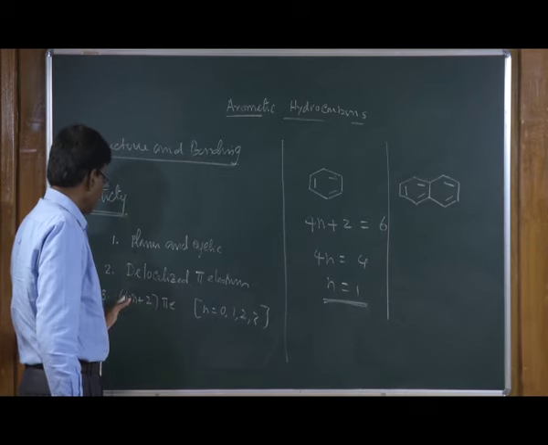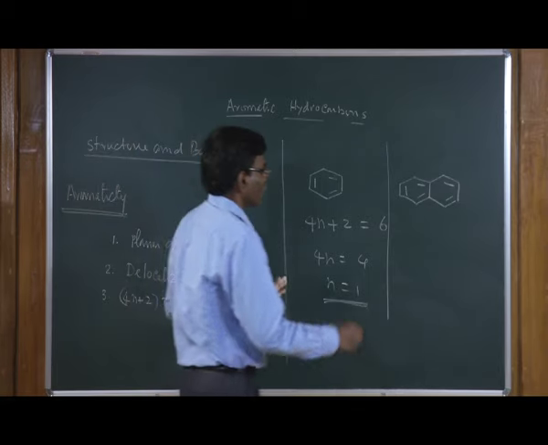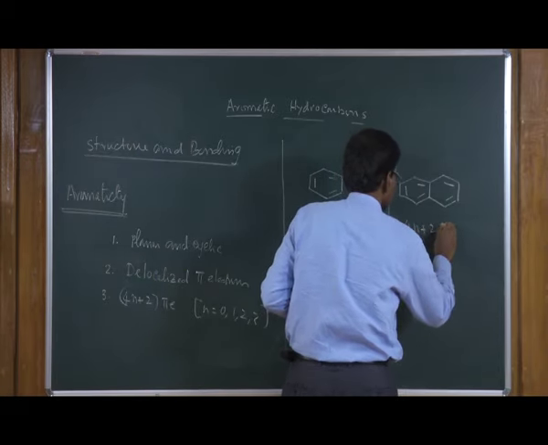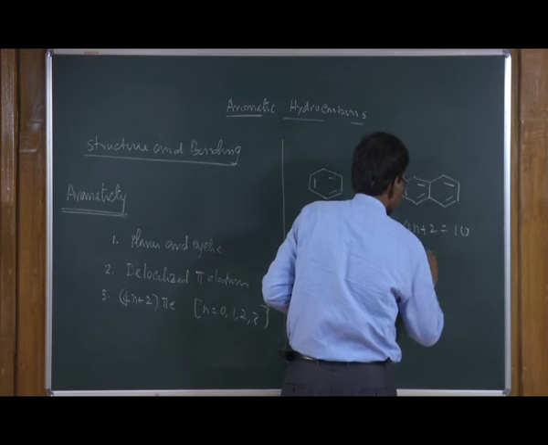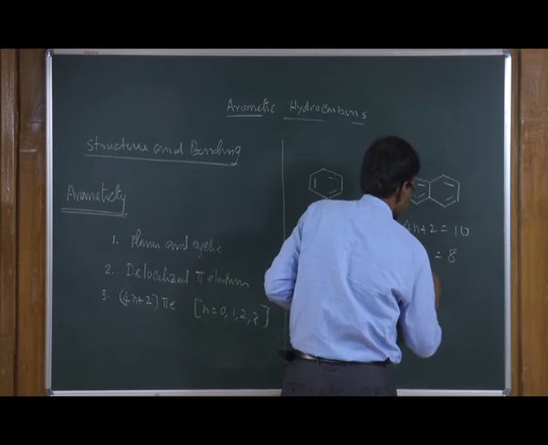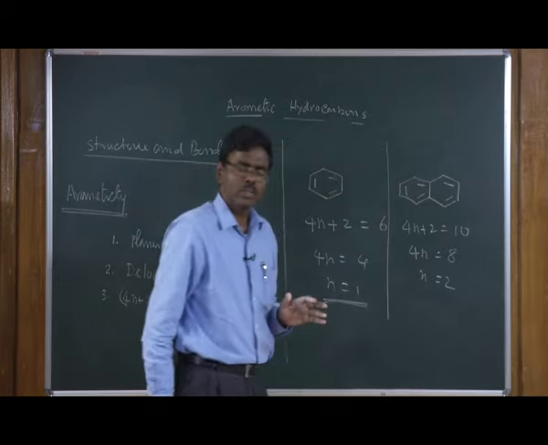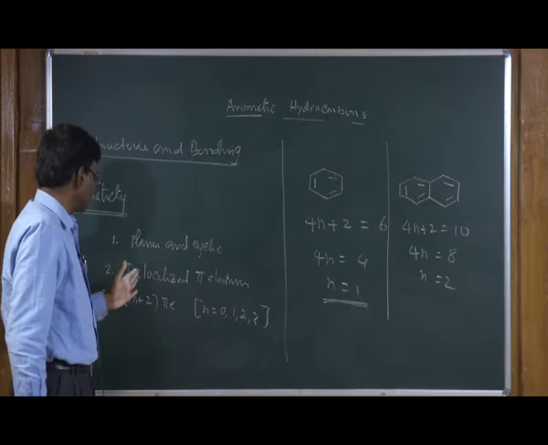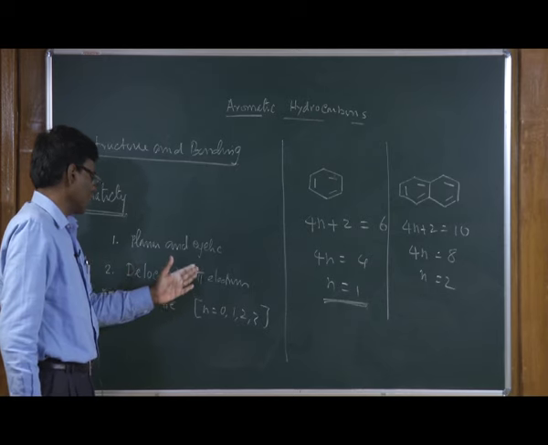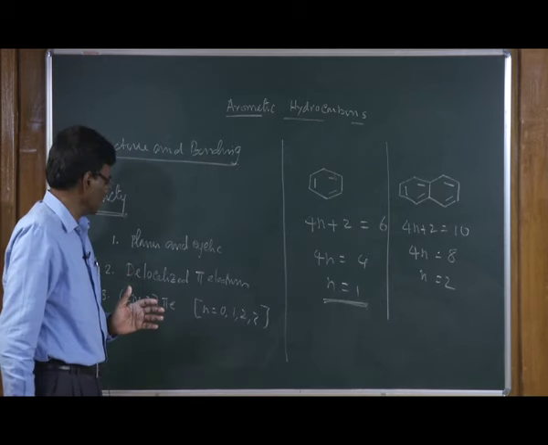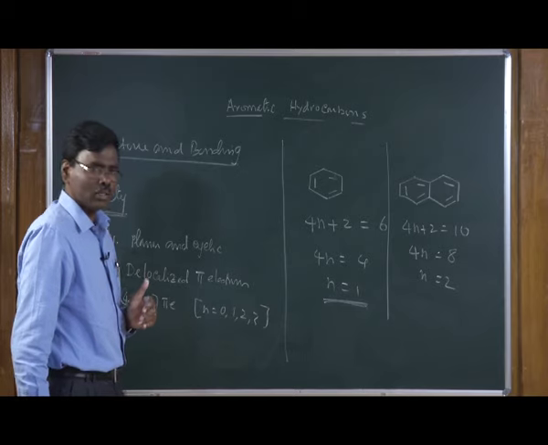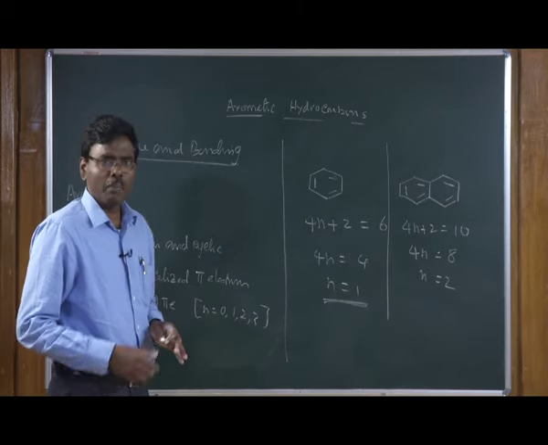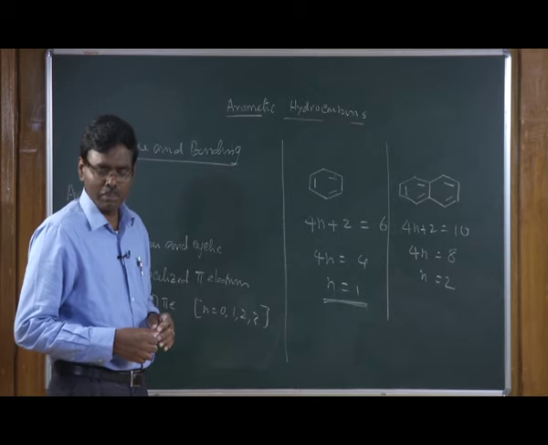And then let us count, it has 10 pi electrons. 4n+2 equals 10, 4n equals 8, n equals 2. So, it satisfies all of what is mentioned here: it is planar and cyclic, it has delocalized pi electrons, and it has 4n+2 pi electrons. Therefore, this is also aromatic. These are examples of benzenoids, as we have seen in the beginning.